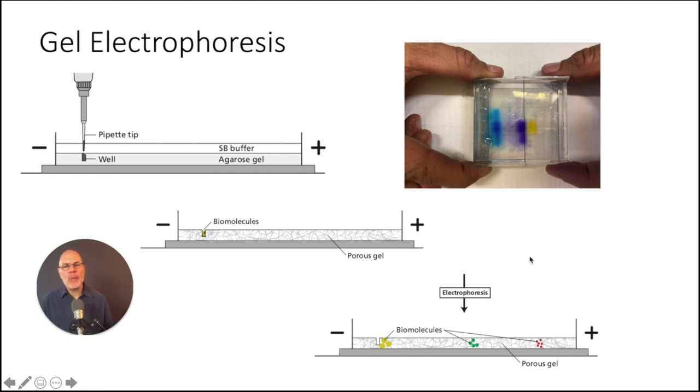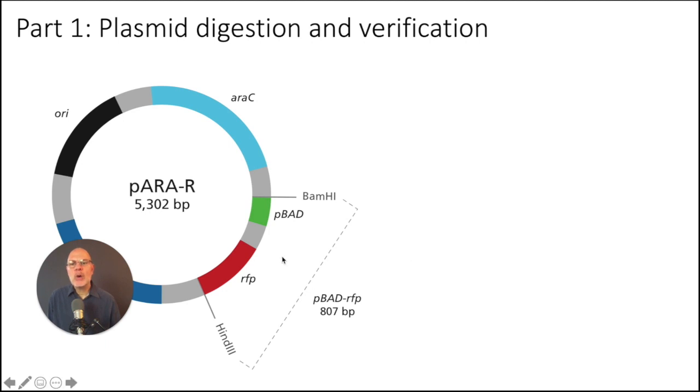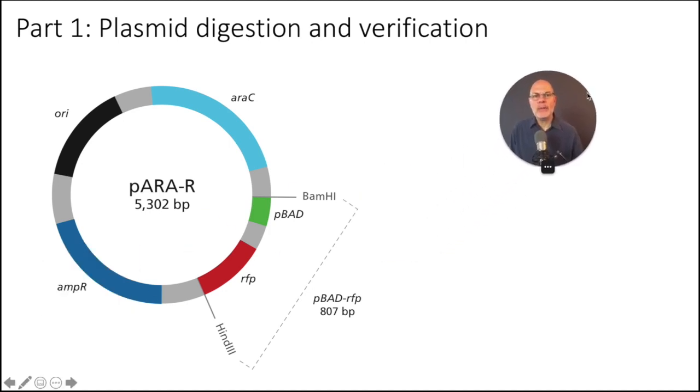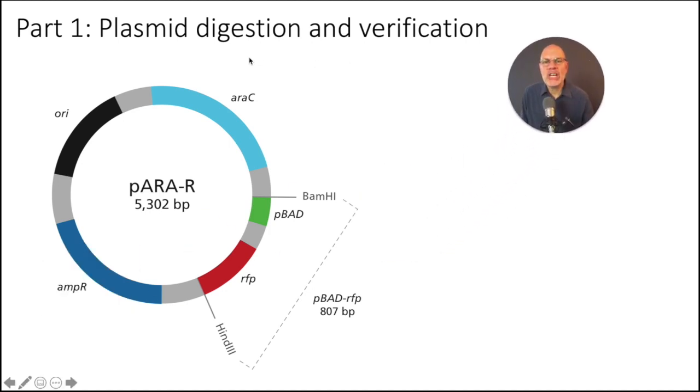Again, the main thing to remember is that electrophoresis enables you to separate molecules by size and electrical charge. And so what that means is that if you're separating DNA, you can separate DNA fragments by size and electrical charge. And we'll see that done in this lab. So the first part of this lab involves digestion followed by verification of a plasmid.